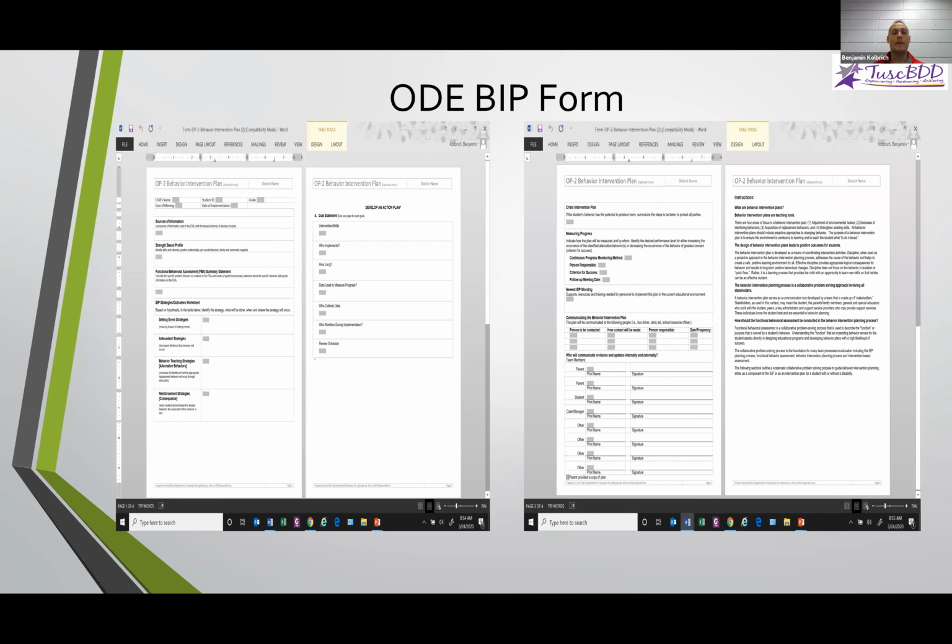So your ODE BIP form, as I said here, you can see a couple of the pages I put. There's 4 total pages. So you have the first 2, page 1 and page 2, and then page 3 and page 4. It's going to be a little packet like this. Like I said, if you haven't downloaded it yet, please do so you can have it with you and follow along. Download it, print it off. You can write on it if you'd like to. It's your copy. It's just an example copy.